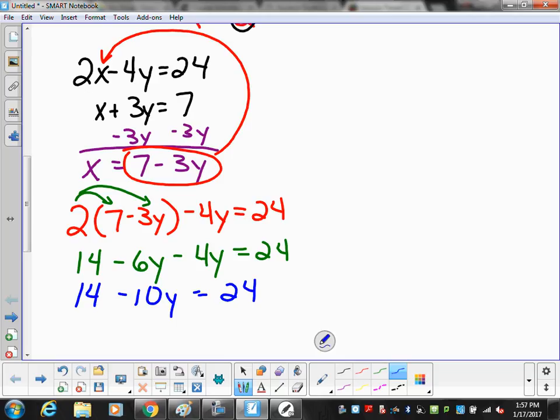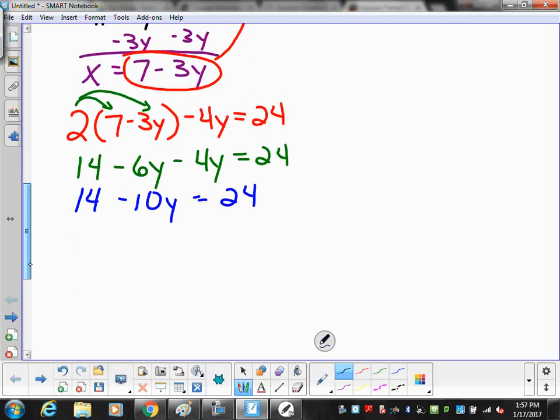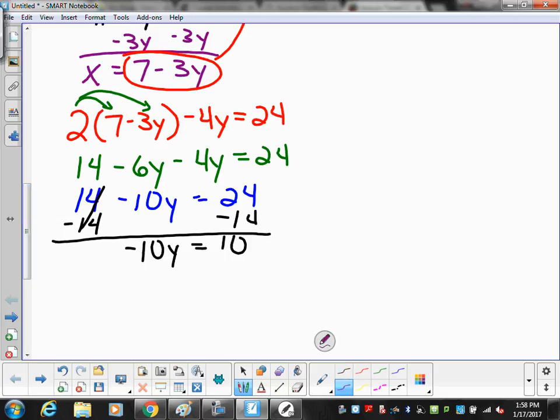Alright. Next step, get y by itself. Subtract the 14 from both sides. So that cancels it out here. I'm left with negative 10y equals 10. Okay. And then the last step is to divide both sides by the negative 10. That'd be a negative 1. So y equals negative 1.